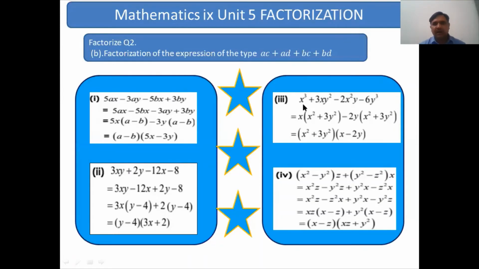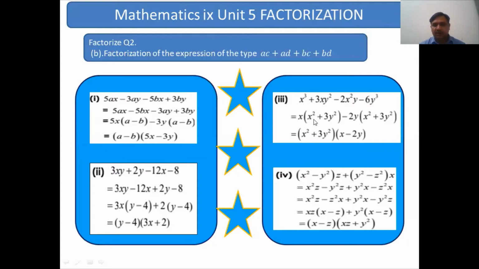Part 3, x cube plus 3xy square minus 2x square y minus 6y cube. From these two terms, we can take x as a common. So we have x square plus 3y square within brackets. And from these two terms, we can take minus 2y as a common. So we have x square plus 3y square within brackets.